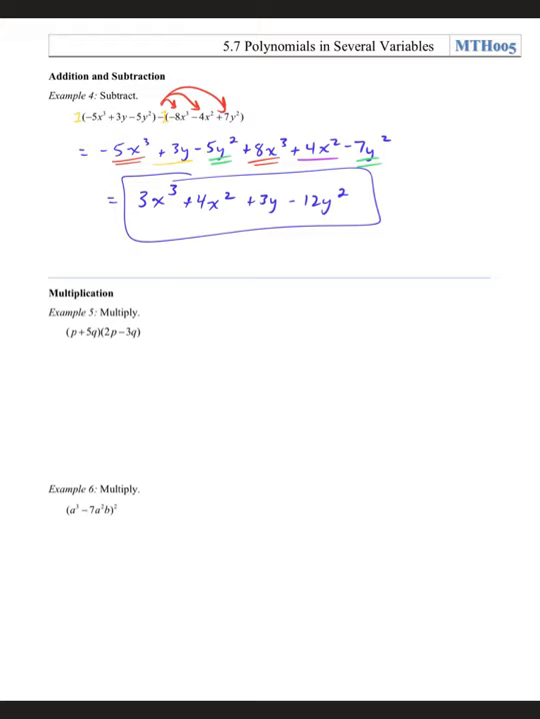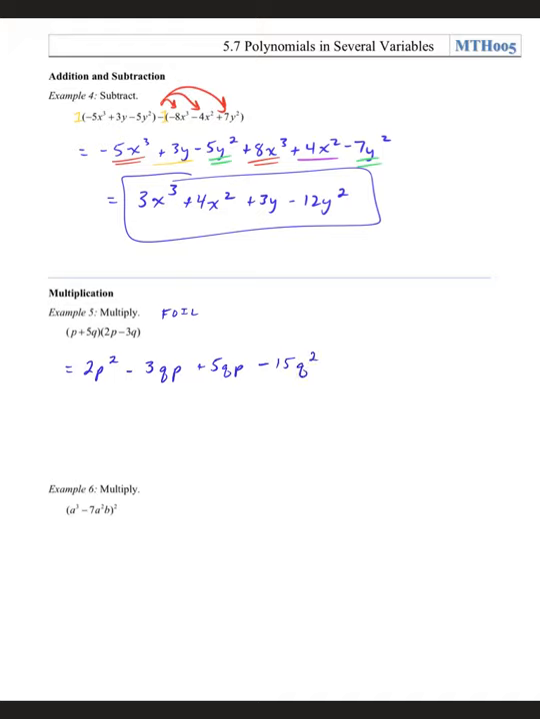Now we're going to be looking at multiplying. Since in this problem we have two binomials, that's when we can use the process of, like we talked about in the last section, foiling. So we can multiply the first two terms, which would be p times 2p, which would be 2p squared, and then the outside two, which would give us negative 3qp. The middle two would be plus 5qp, and the last ones would be negative 15q squared.